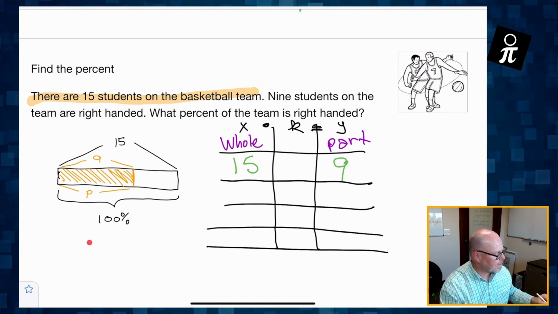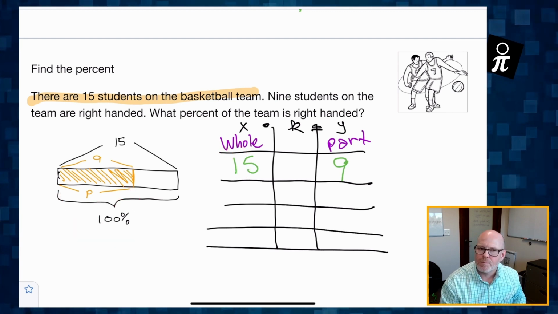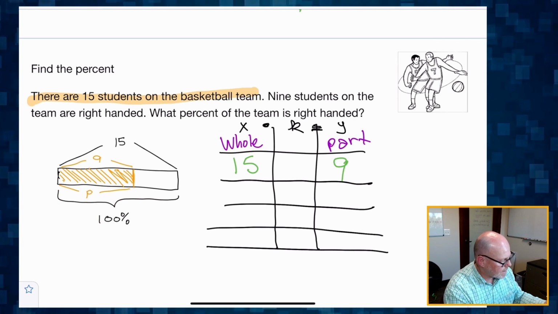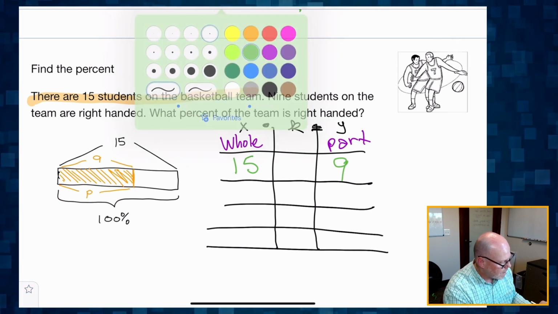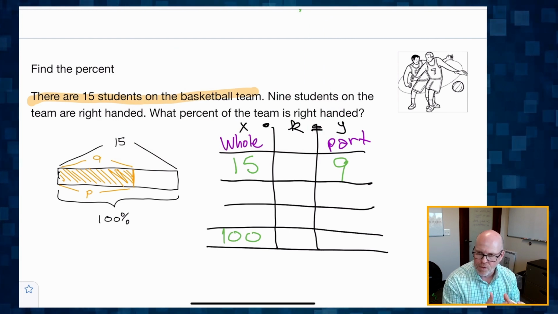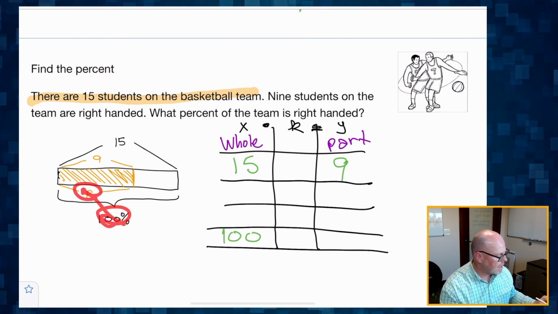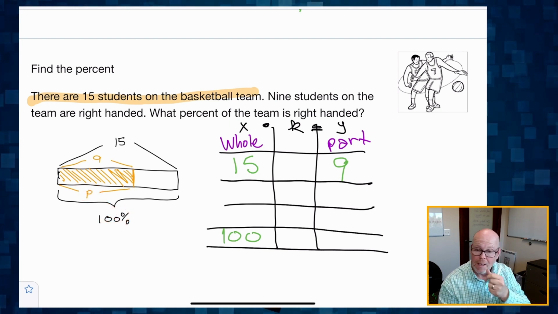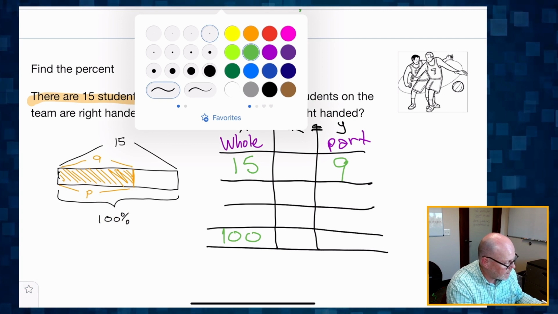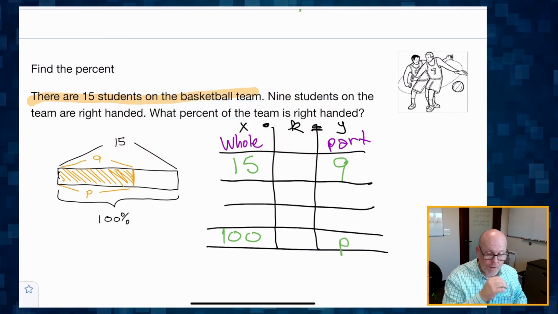And then looking at my picture, we have another whole, don't we? 100% is another whole value. So I'm going to write that down. And what is its associated part? In this case, we don't know. It's P at this point. So we're just going to write the letter P to represent the fact that we don't know what the associated part is.